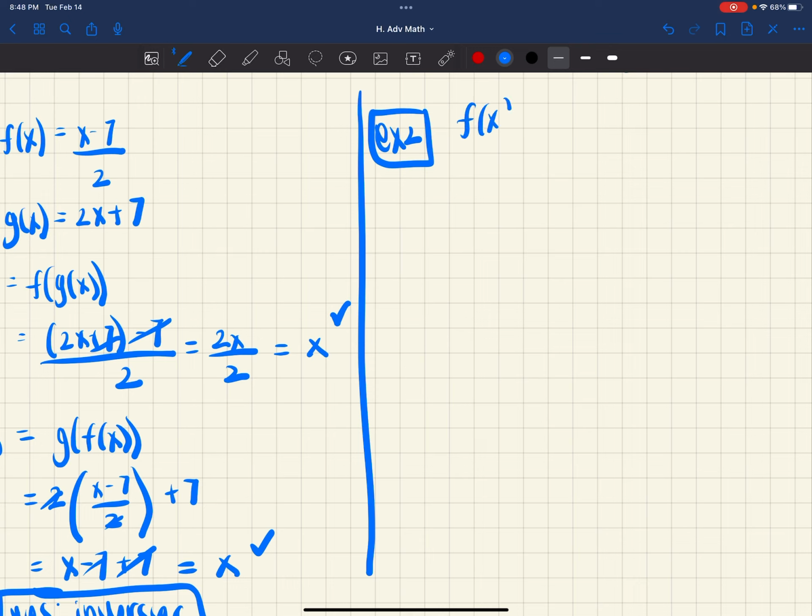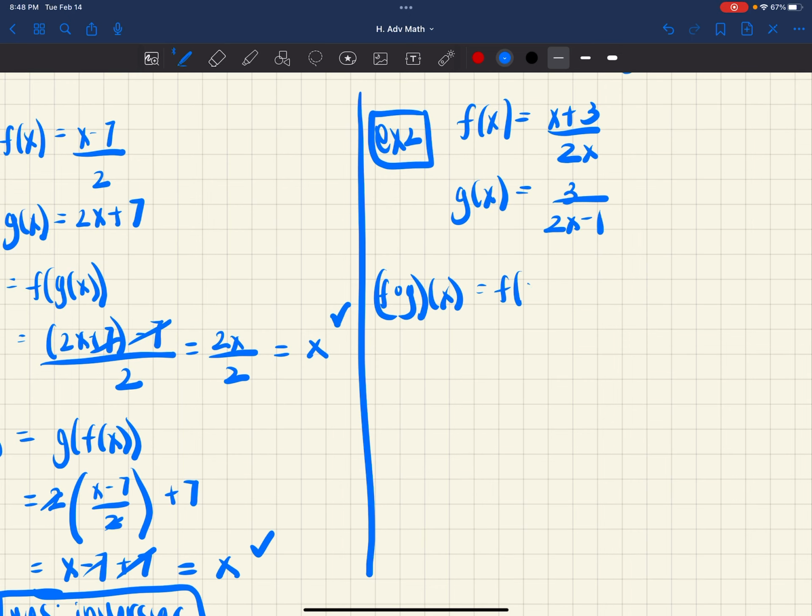So given f of x is equal to x plus 3 over 2x, and g of x is equal to 3 over 2x minus 1, I want you to go ahead and determine whether or not these two functions are inverses of one another. So we have to take the composition of functions. Remember, this is going to be f composed with g of x. So right here in f of x, rather than writing x, I need to put this entire thing. So this will be 3 over 2x minus 1, all of this plus 3 over 2x. Do we see what I did there?